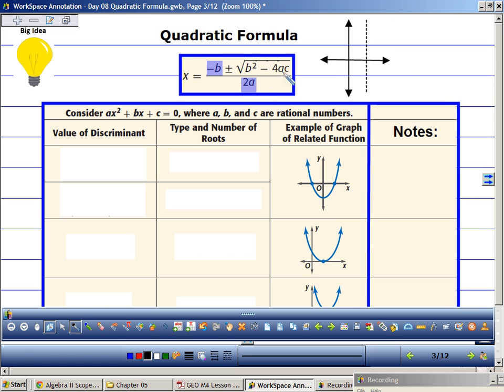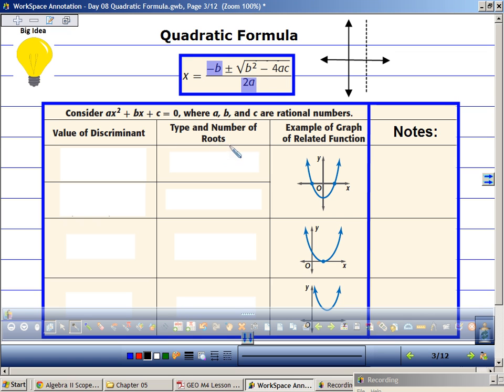All right, this part right here talks to me about my roots, and that's what we're going to do first. This tells me what type of roots that I have.